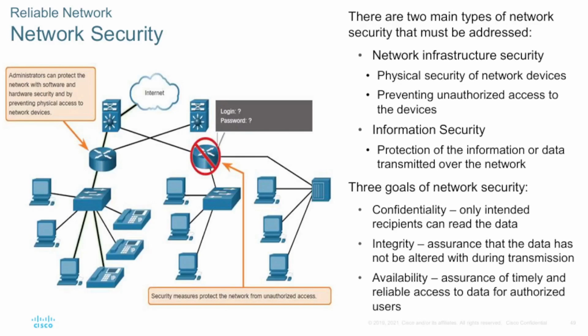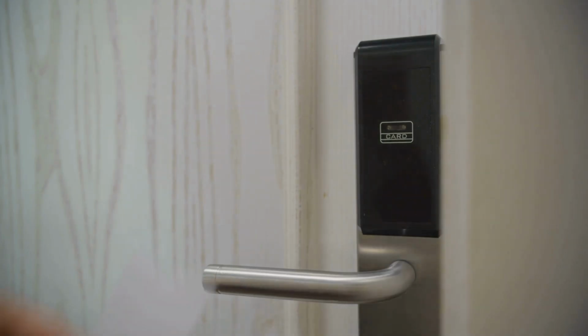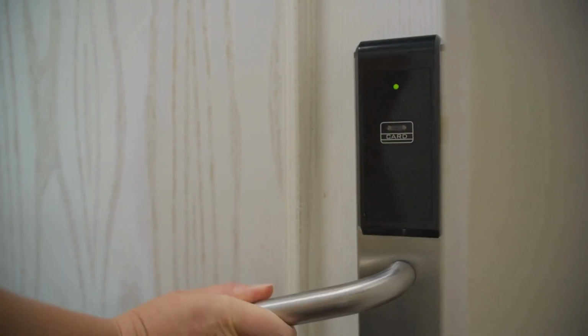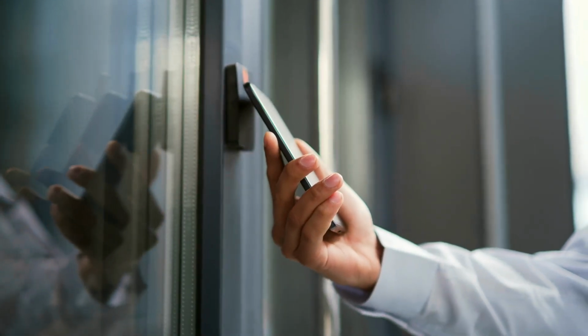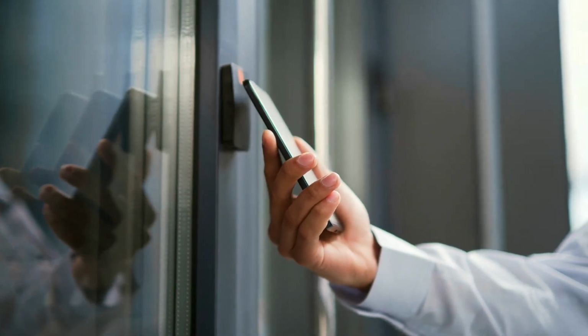A reliable network also has to be a secure network. That means protecting both the infrastructure, the physical devices and systems that keep the network running, and the information flowing across it. Infrastructure security focuses on securing routers, switches, access points, and other hardware from physical threats or unauthorized access.